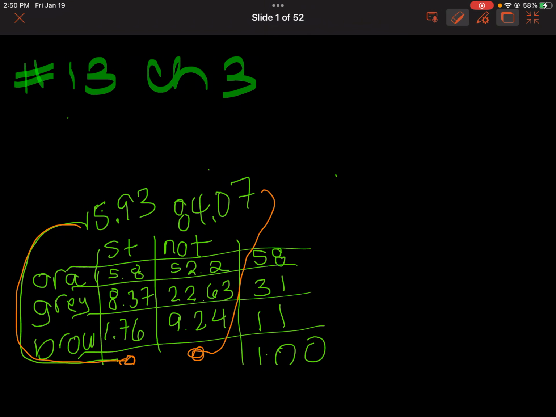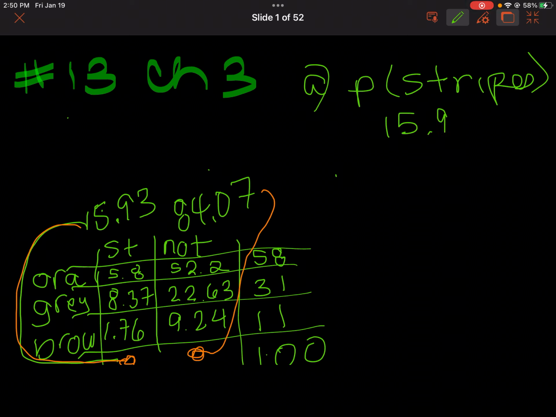So in the first part, it says, what is the probability an animal has stripes? So straight out probability of stripes. Well, 15.93 of them have stripes out of 100 cats. So essentially we're just moving that decimal over. So 0.1593. So that's going to be our striped animals, 0.1593. I think it said to round to 3 decimals, so I should just have 0.159.